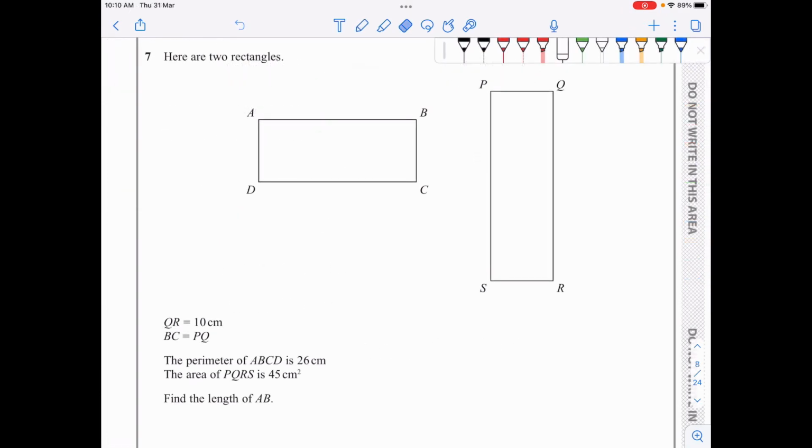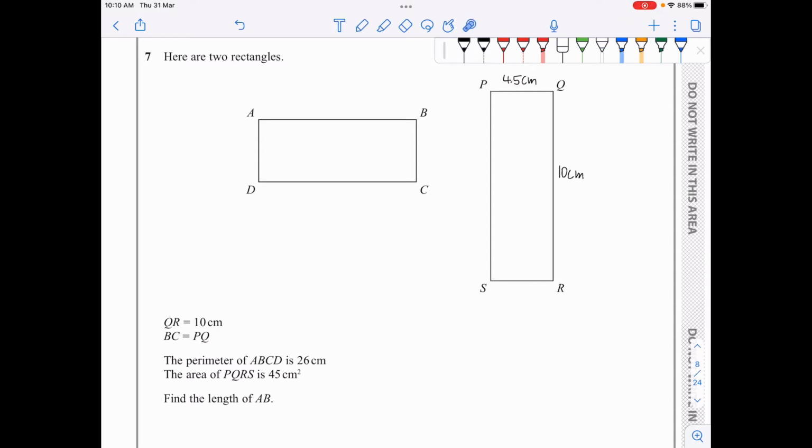In question 7, we've got 2 rectangles, ABCD and PQRS, and we're being told that QR is 10 centimeters, and BC is equal to PQ. Now, the perimeter of ABCD is 26 centimeters, and the area of PQRS is 45 square centimeters. So I will start with that last piece of information that I was given. If PQRS has an area of 45 square centimeters, it means that PQ here should be 4.5 centimeters.